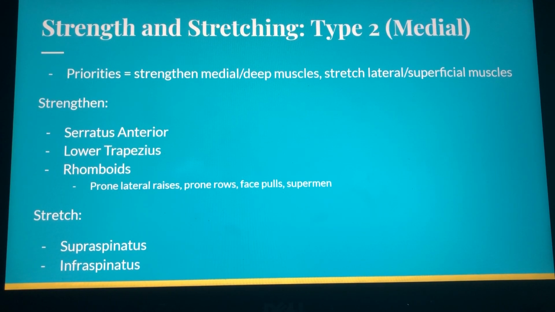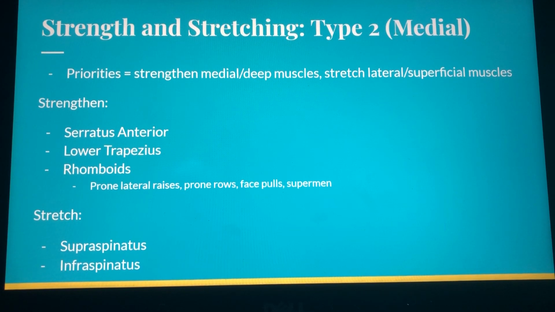The priorities for this one are to strengthen the medial and deep muscles and stretch the lateral and superficial muscles. So you're trying to pull the medial border of the scapula closer towards the spine and closer to the ribs. This is the type where you get the term scapular winging, which has the medial border flying out. You want to stretch the lateral superficial muscles like stated so that you can release the tension on that side and allow the adducting muscles to pull the scapula farther in.